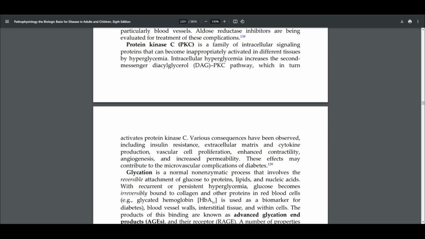Your protein kinase C is a family of intracellular signaling proteins that can become inappropriately activated in different tissues by hyperglycemia.